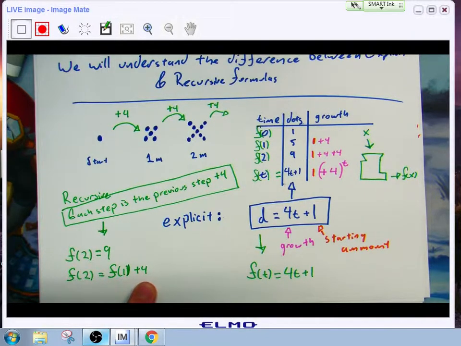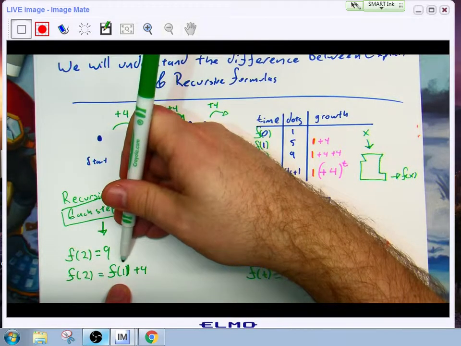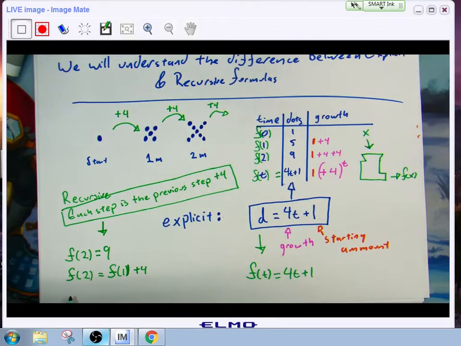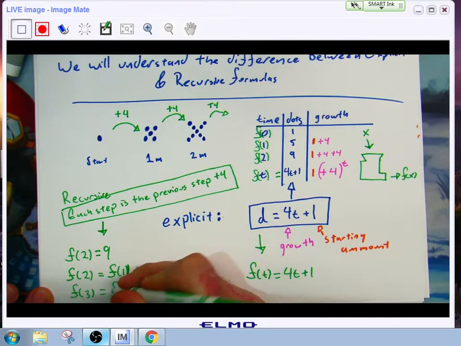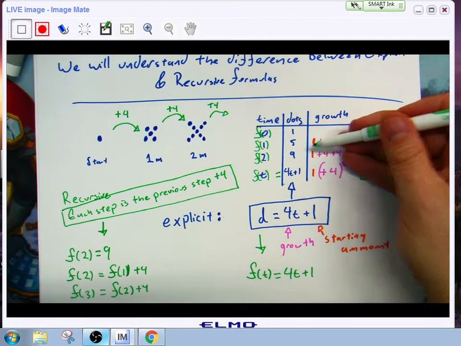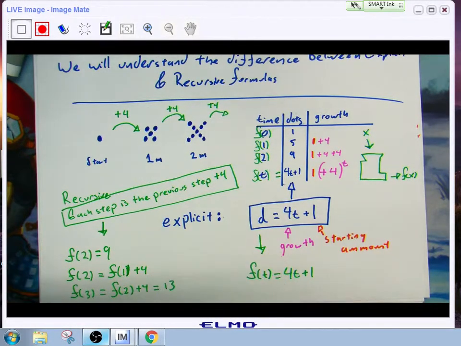Does that make sense? Each step is the previous step, f of 1 plus 4. That's all that's saying. This step is the step before it plus whatever our growth is, plus 4. So we know that f of 3 is going to be whatever f of 2 is plus 4. And so we know f of 2 is 9. If I add 4, I know that f of 3 is actually going to be 13. Does that make sense? It's just another way of saying all the things that we've already been saying.